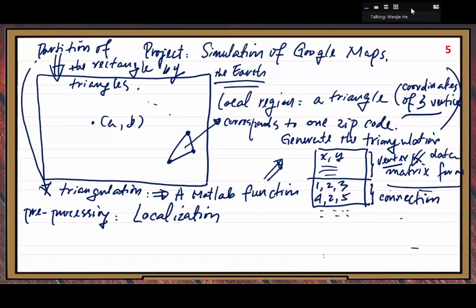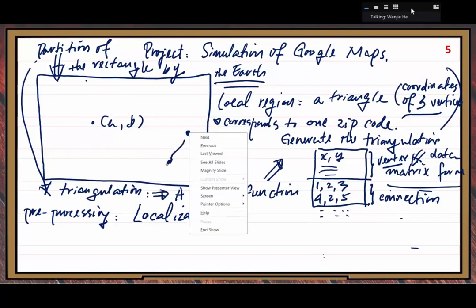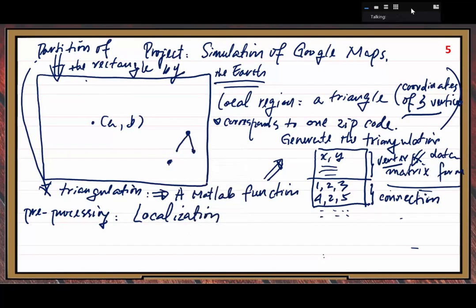But how do you do localization? Let me draw a simple diagram to show you the localization idea. When I do the localization, I do the simplest partition on Earth. Earth is too big. Global.